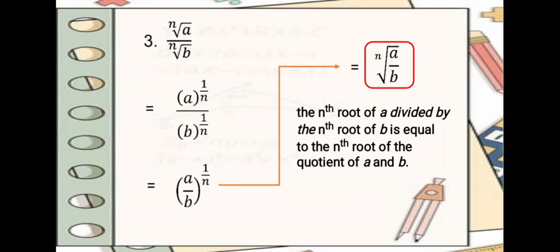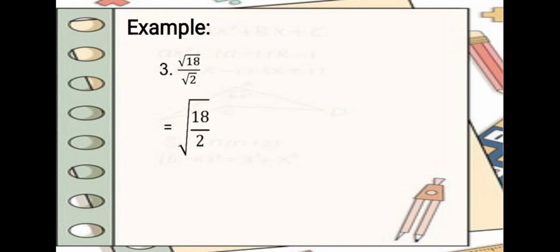To fully understand, let's have an example. So, ito yung given natin. We have square root of 18 over square root of 2. So, paano yung gagawin natin dito? So, apply natin yung third law of radical. Pagsasamahin natin yung numerator at si denominator since parehas sila ng index, parehas 2. So, pinagsama natin sa loob ng radical sign si 18 at si 2. So, kaya siya naging square root of 18 over 2.